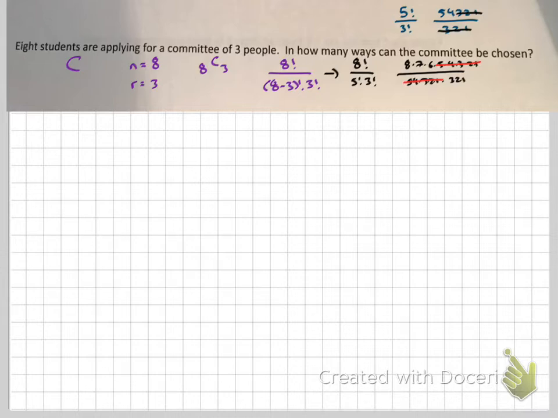So 8 times 7 times 6, that's 336. And then 3 times 2 times 1, that's 6. So 336 divided by 6. There are 56 different ways a committee of 3 people can be chosen from a group of 8. So there's 56 different outcomes. Okay.